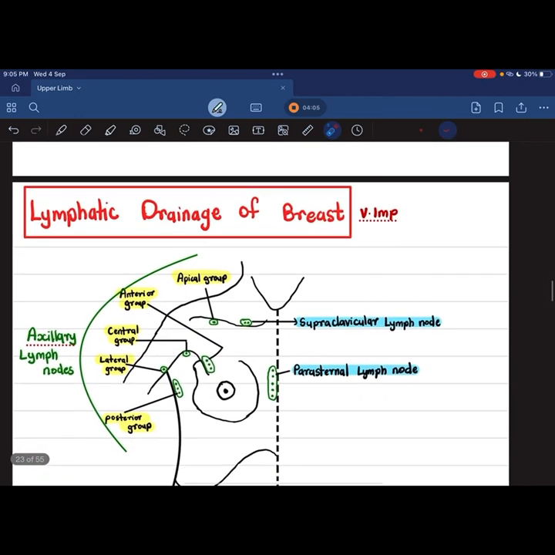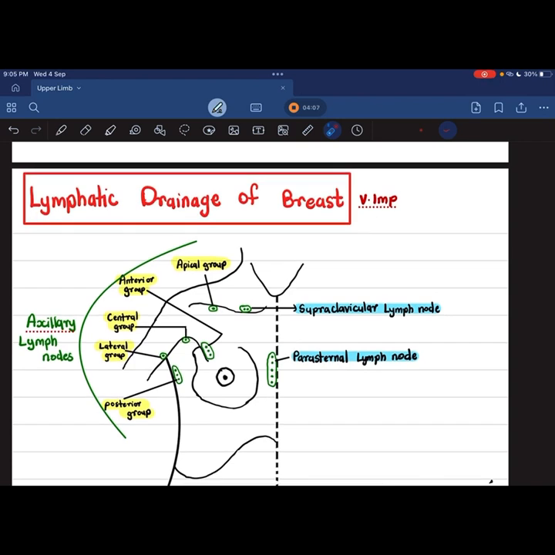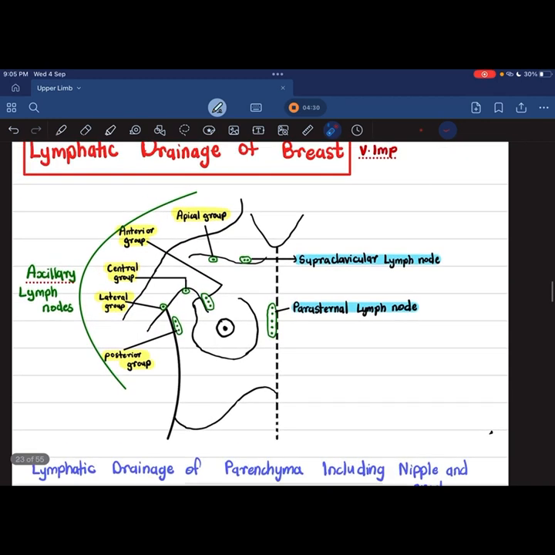So, let's get started with lymphatic drainage of the breast. It is a very important topic, as it is asked many times in the exams. So, please focus. The lymphatic drainage of breast includes axillary lymph nodes, which are subdivided into anterior, central, lateral, posterior, and apical lymph nodes, where 75% of the lymph drains. Internal mammary lymph nodes, supraclavicular lymph nodes.